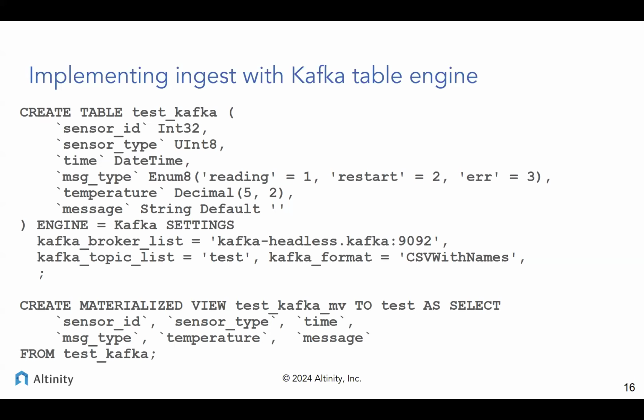There's a bunch of default parameters about how often to pull. And then here's a materialized view, which will select the data and push it into the test table. There it is right there. And so it simply pulls that data out, which is automatically converted by ClickHouse from CSV format. And every time this fires, the result of it goes into the test table.